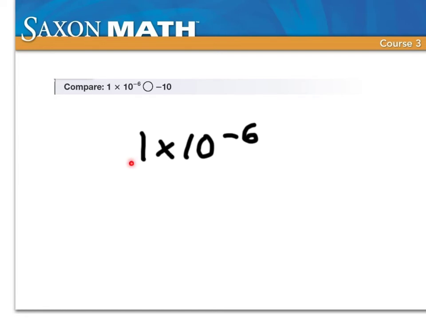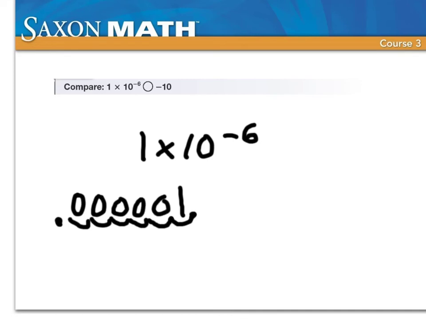Okay, so if I could write this number with a decimal in it, it'd be like this. The negative sign tells me to move the decimal to the left, and the number tells me 6 times. So if I move this decimal 6 places to the left, it goes 1, 2, 3, 4, 5, 6, and our decimal goes here, and we fill in all this with zeros. So this number is the same as 0.000001.